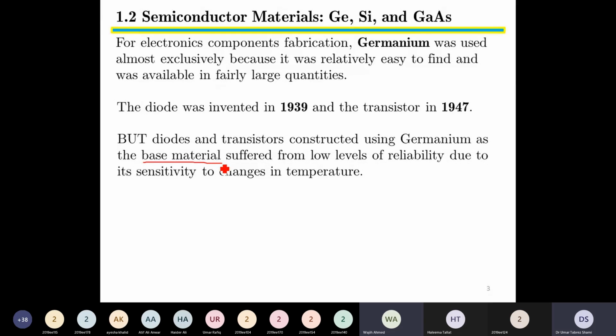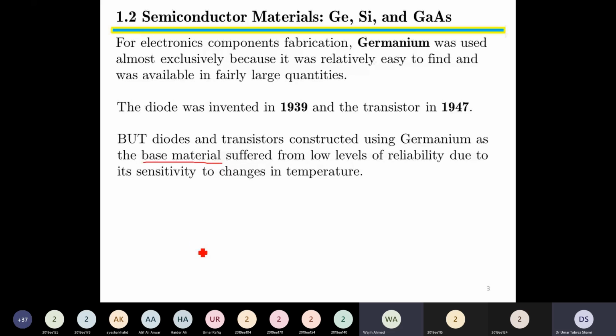This was the slight introduction to the word base material. Base material is of no use. We have to insert impurities, which is called doping, to make n-type material and p-type material. Only then we can develop transistors, only then we can develop diodes, and so on.